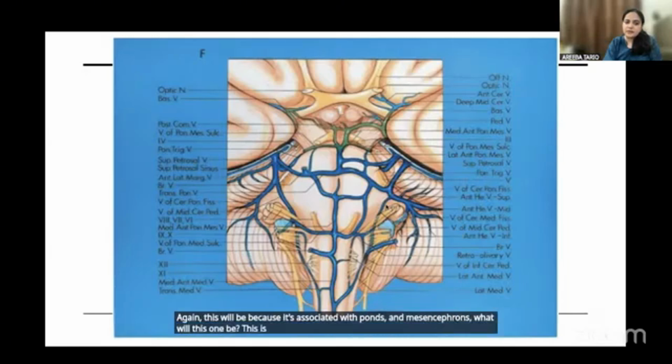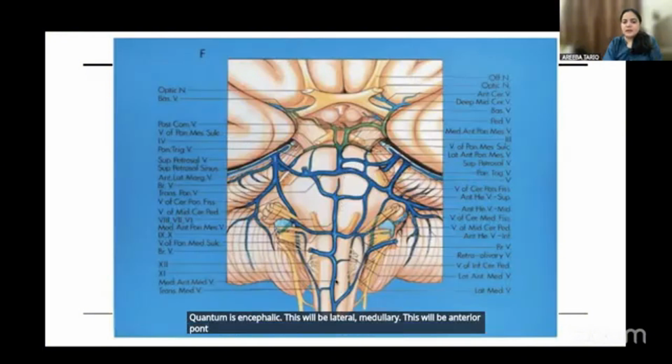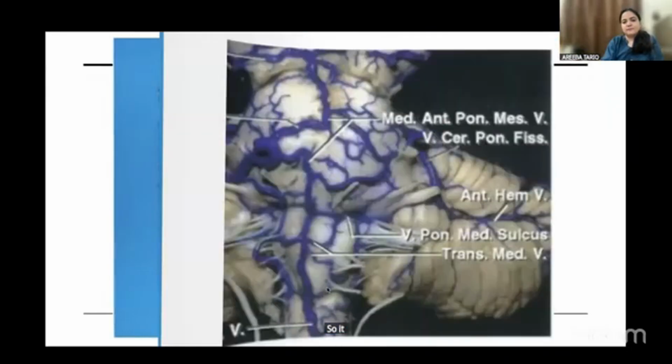This is lateral, so this is the lateral pontomesencephalic vein. This will be the lateral medullary. This will be the anterior pontomesencephalic and anterior medullary vein. And these are the transverse veins, the joining veins. This will be the transverse pontine vein because it's transverse and present on the pons. Similarly, the transverse medullary vein because it's running on the medulla and it's transverse. So it's that easy to understand.